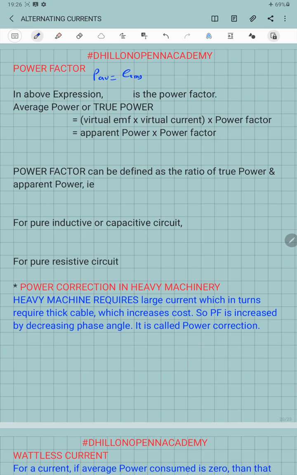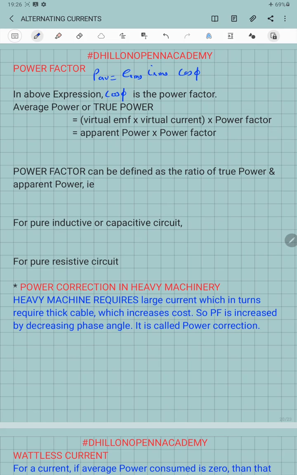We know that the average power is given by P average is equal to the product of the RMS value of voltage and current multiplied by another factor, that is cos phi, where phi is the phase angle between the voltage and the current for a given AC circuit. In this equation, the cos phi term is known as the power factor.